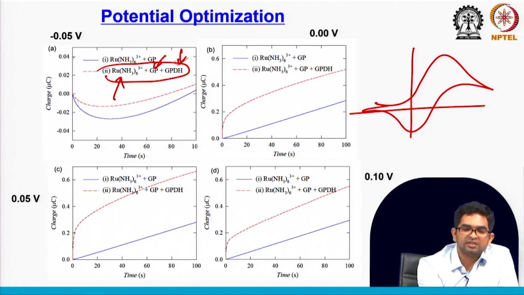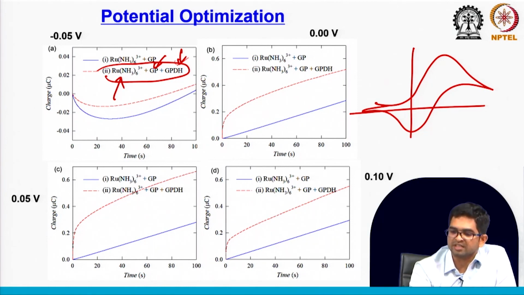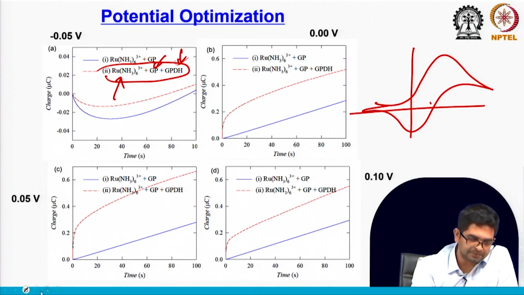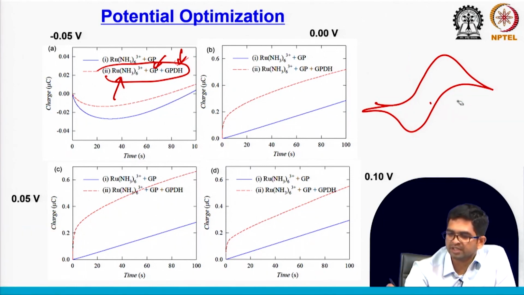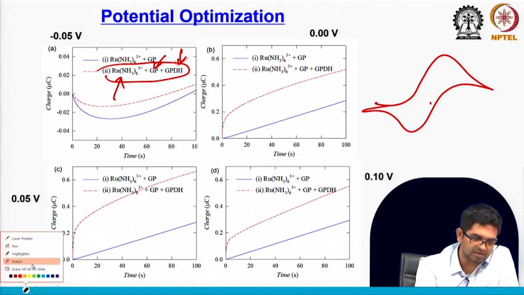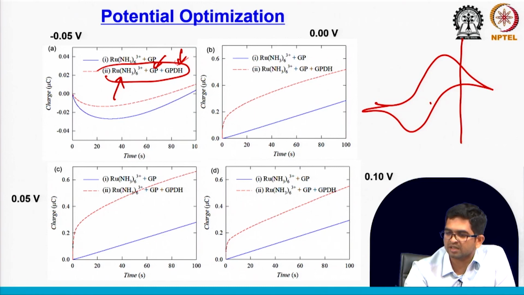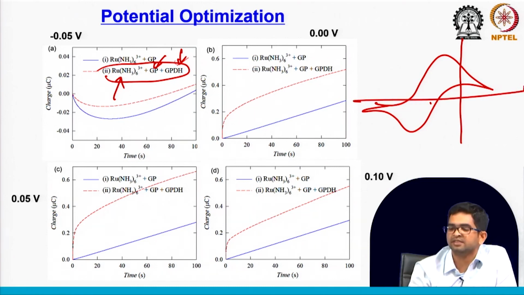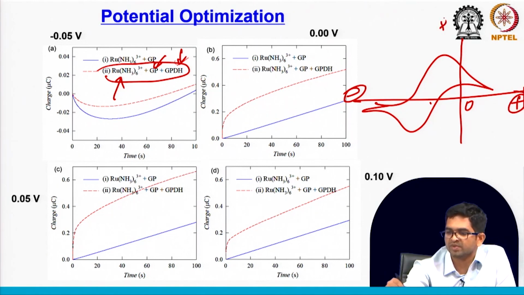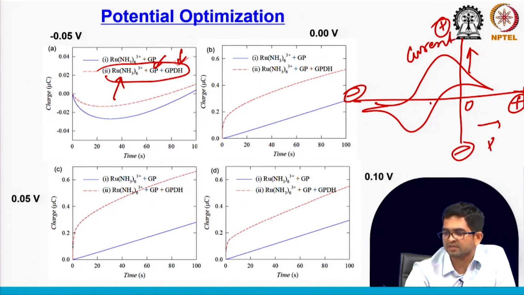Then you can select different potentials, like one potential here. In the case of ruthenium, generally ruthenium shows its peak not in a very high potential region. So in this case the axis will be like this. This is the 0, here minus, here plus. This axis is current, and this axis is potential.